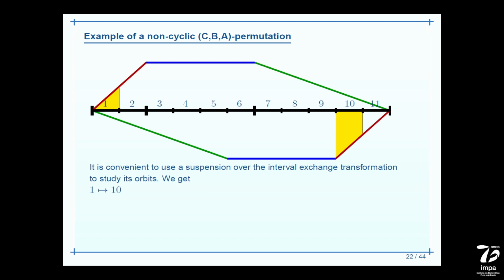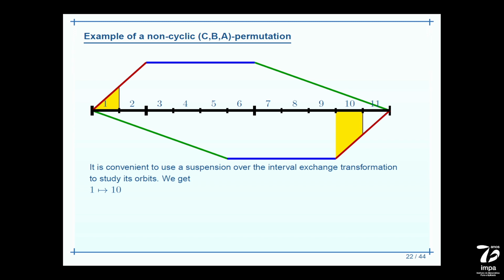To consider the cyclic decomposition, it's easy to consider a suspension over the interval exchange transformation. So I consider a polygon like this. I identify this side with this side by parallel translation, this side with this side, and I consider the vertical flow. So it's really a suspension over the interval exchange transformation. If we want to find the orbit of, for example, element 1, I move up to this part of the red segment, I jump here instantly, and I continue up.